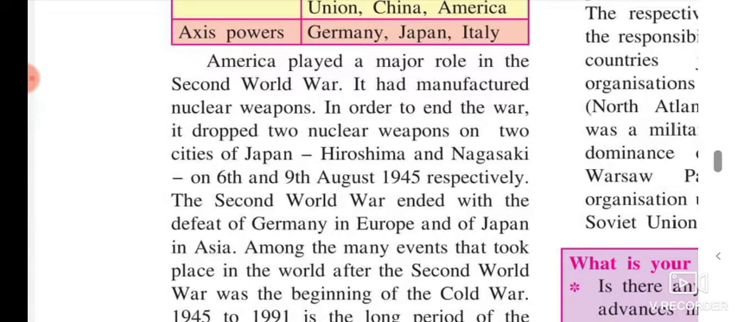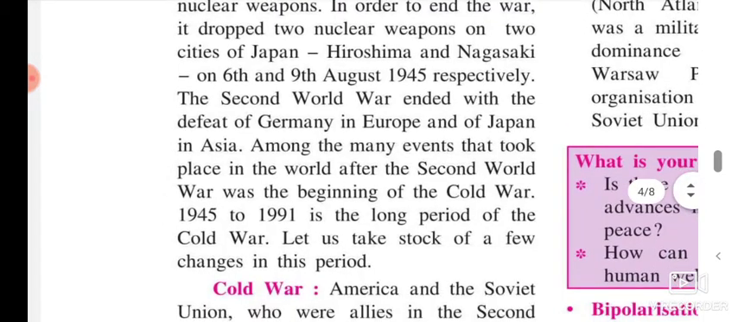Among many events that took place in the world after the Second World War was the beginning of the Cold War. The period from 1945 to 1991 was a long period of Cold War. Let us take stock of a few changes in this period.